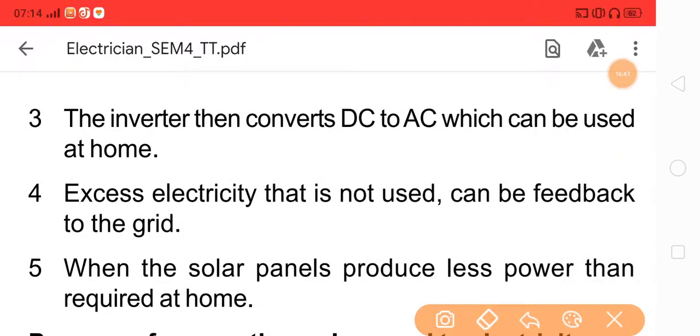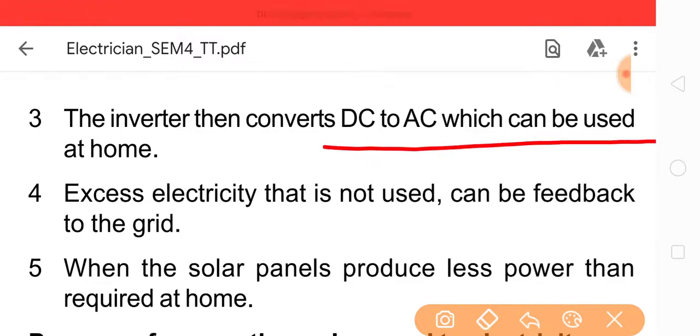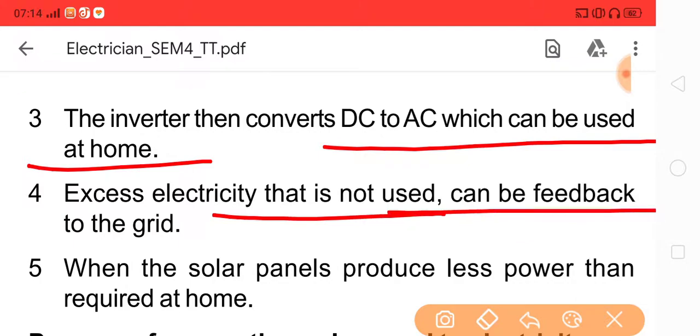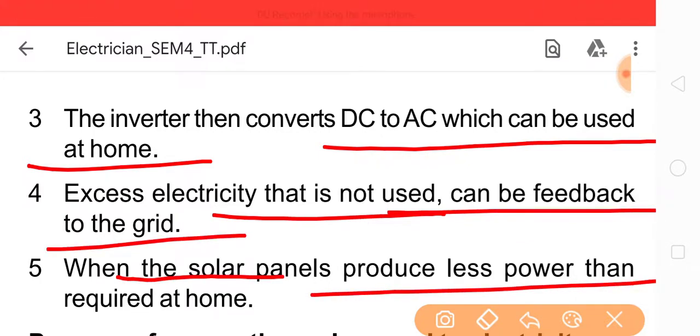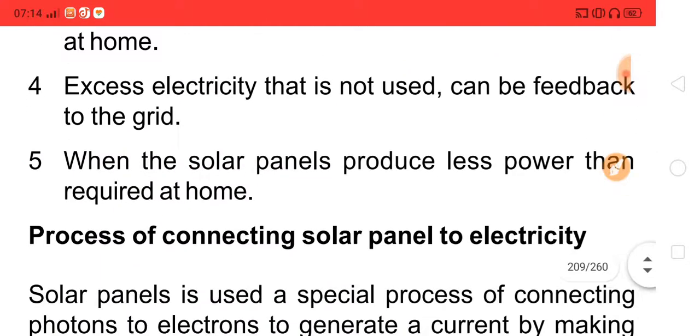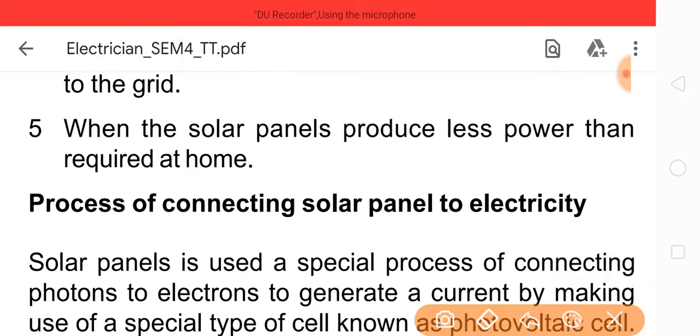The inverter then converts DC to AC, which can be used at homes. Excess electricity that is not used can be fed back to the grid when the solar panel produces less power than required at home. The process of connecting solar panels to electricity.